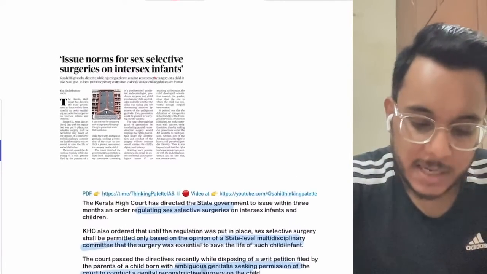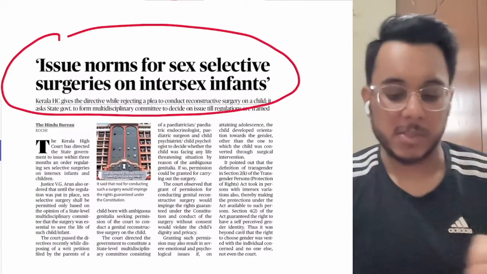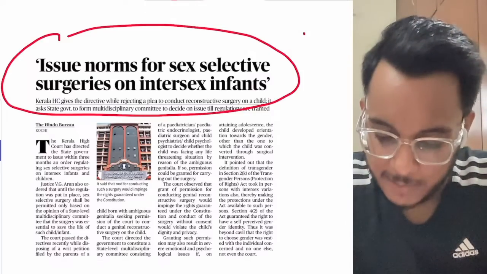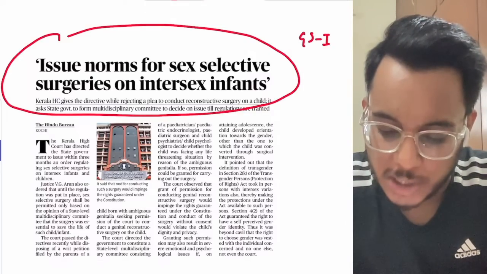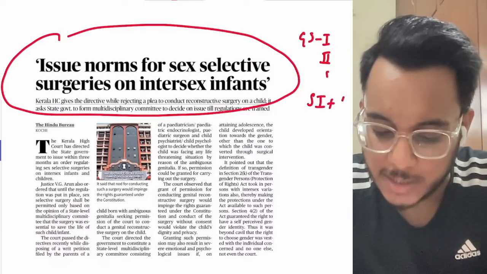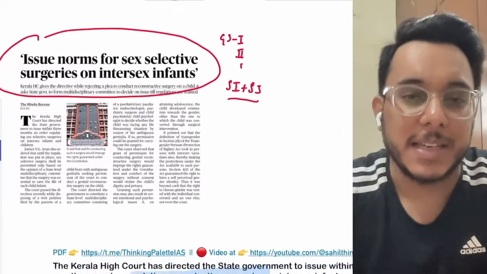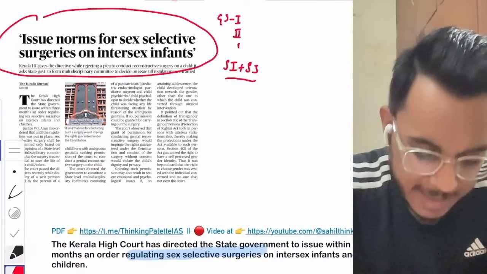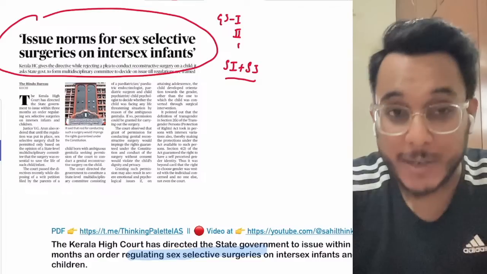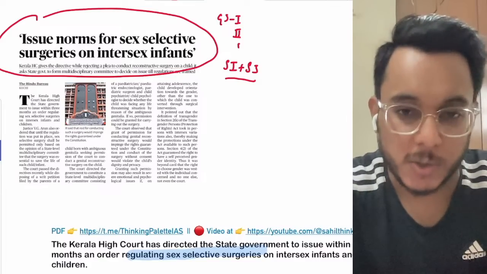Now, starting with the first article for today. It reads, issue norms for sex selective surgeries on intersex infants. We'll see this particular article with respect to GS paper 1 and GS paper 2, social issues and social justice. First of all, let me give you some basic idea, which you need to have for the exam as well as to understand this article.